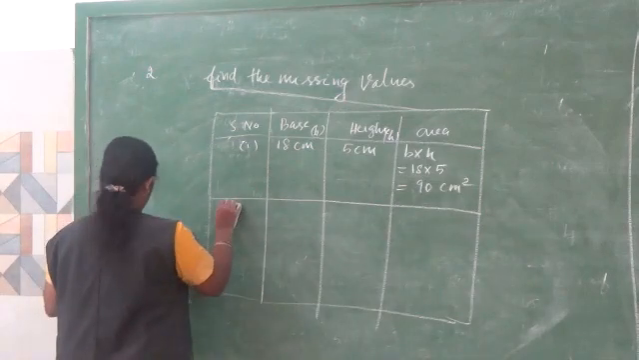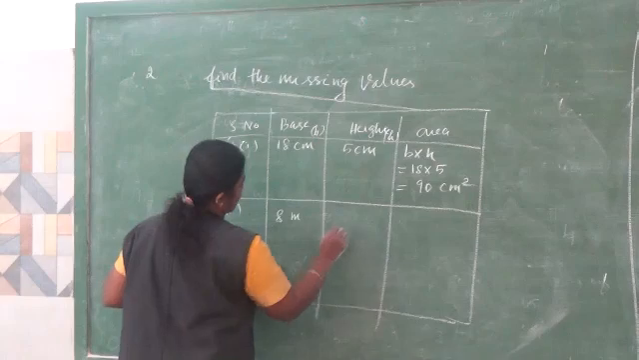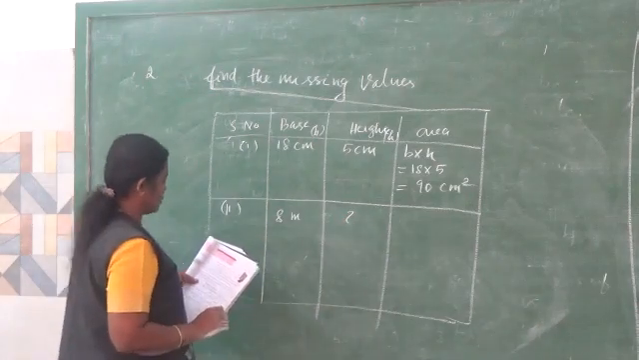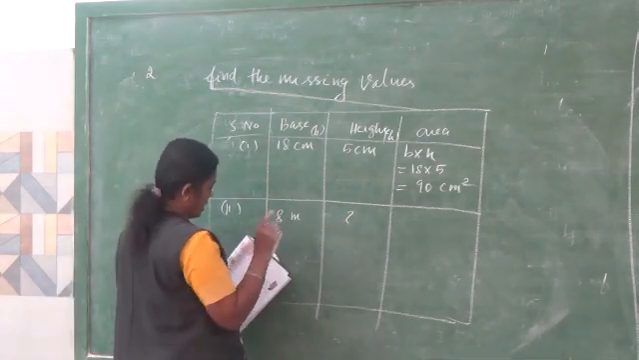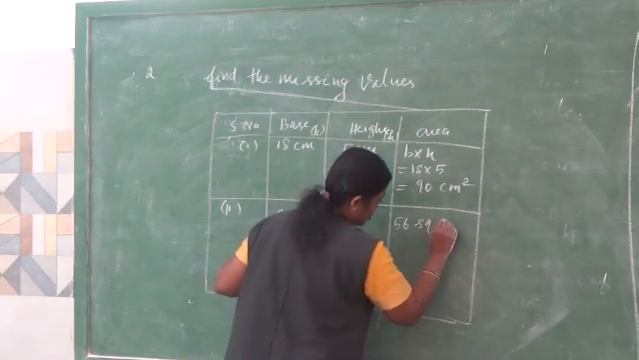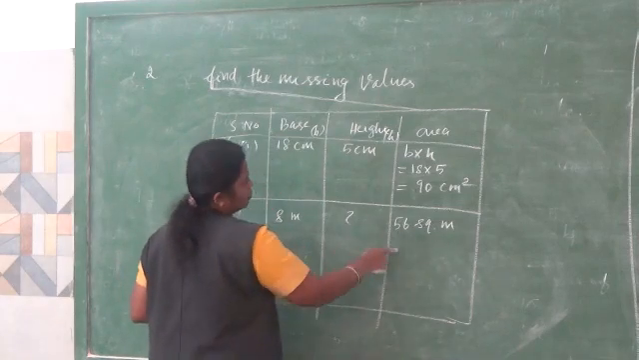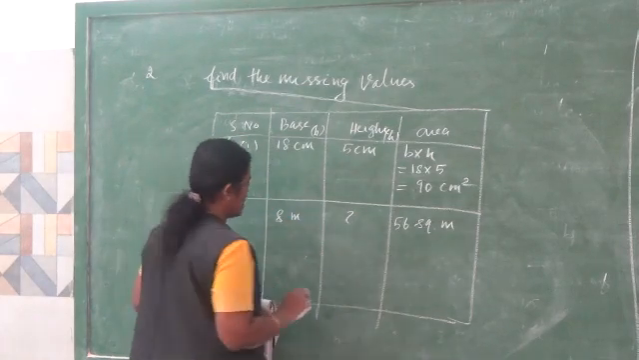Second option, base is given to you 8 meter and height is not given to you. So we have to find out the height, but area is given to us 56 square meter. So you can substitute those values in this formula, and you get the answer.